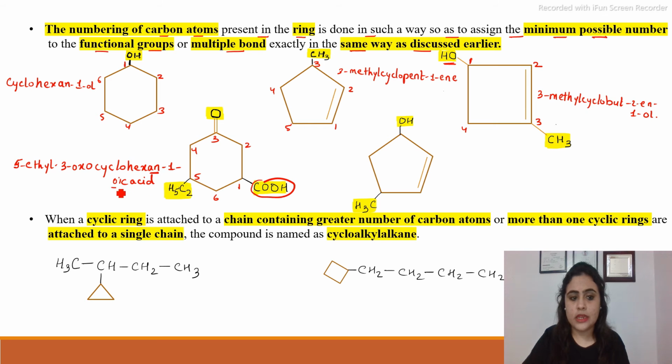And the e is dropped because e and o are both vowels. Here it was an unsaturated compound, that's why we have dropped the ane part. We have just written pent-1-ene. Here also there was ene, that's why the e was dropped.